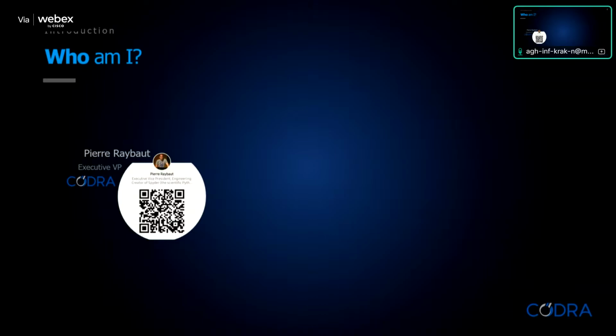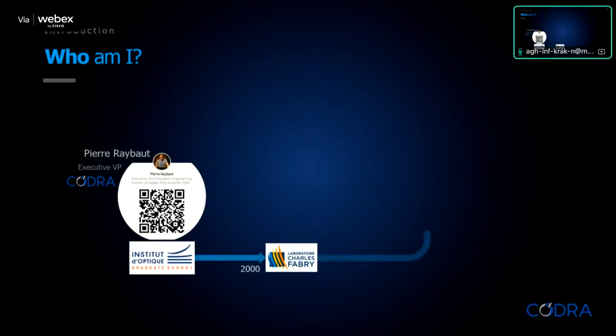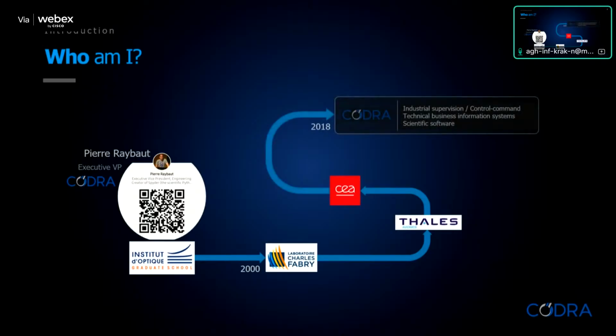So to begin with, a few words about myself. Initially, I trained as an optical engineer, and I hold a PhD in optics and photonics. But it was a long time ago. I began my career in research, before moving into industrial R&D, and then scientific and industrial software. So now I work at Codra. I'm executive VP of Codra. Codra is a French software company. It's an SME with 200 employees today.